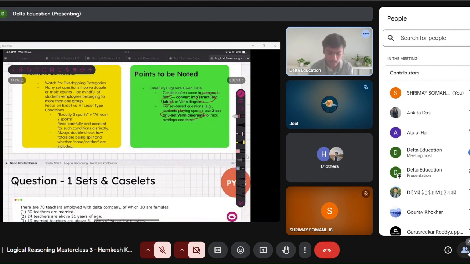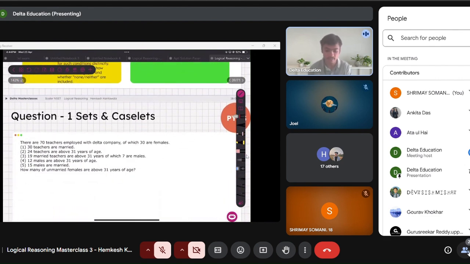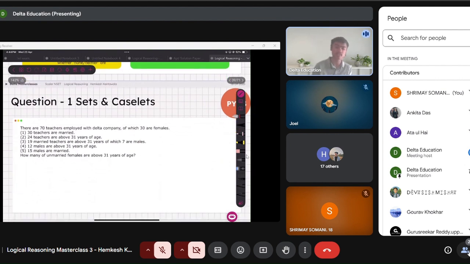Okay, coming to the question part, this is the question. It's a nice question, by the way. Try to solve this. Take 2 minutes.